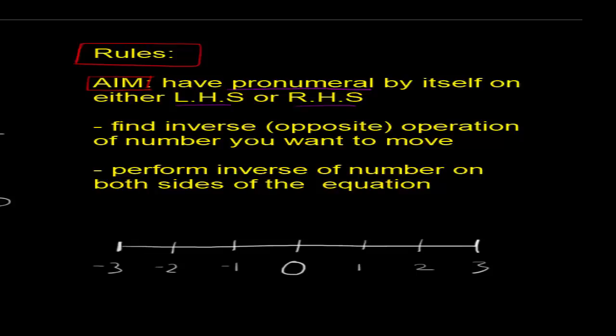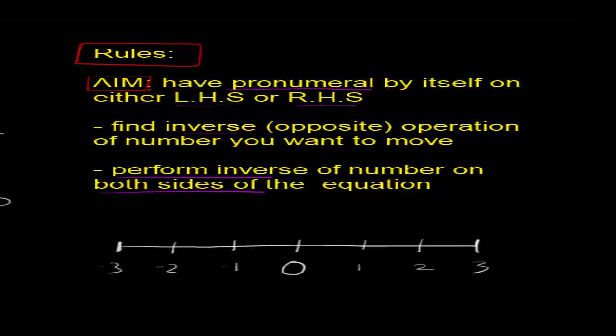Now how to do that? Remember, we want to find the inverse, the opposite of what we're trying to move. So if we're trying to move plus 3, well, what's the opposite of plus? It's minus. So we'll do minus 3 to move that plus 3. We'll talk about those examples in a second. Now, it's important to perform that inverse on both sides of the equation, not just one side, but both sides.